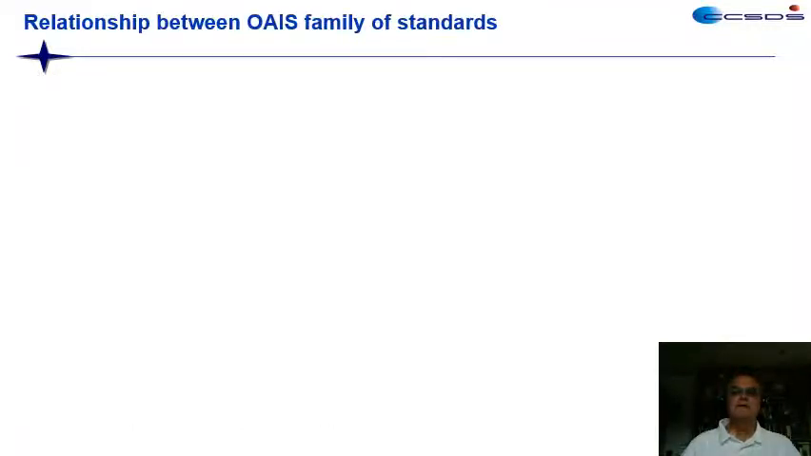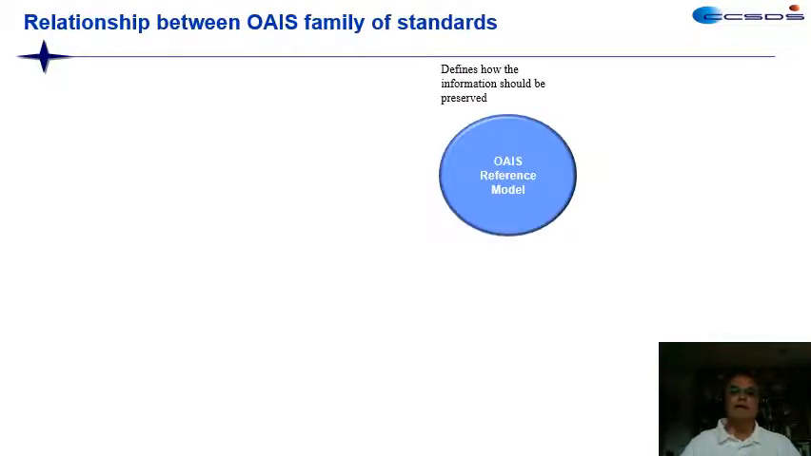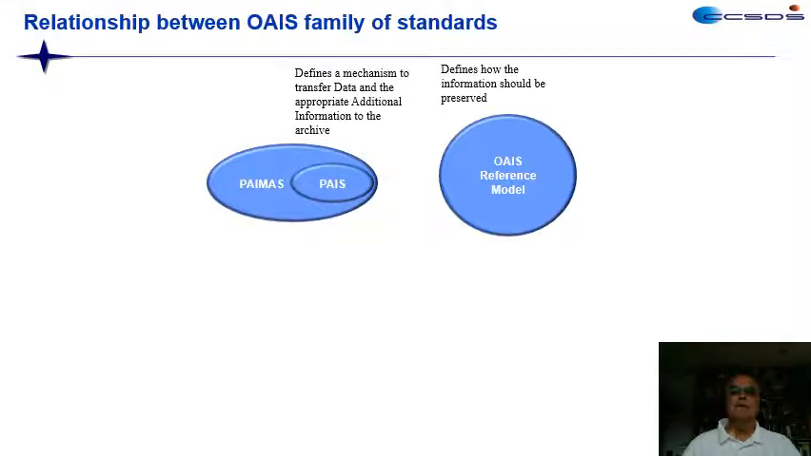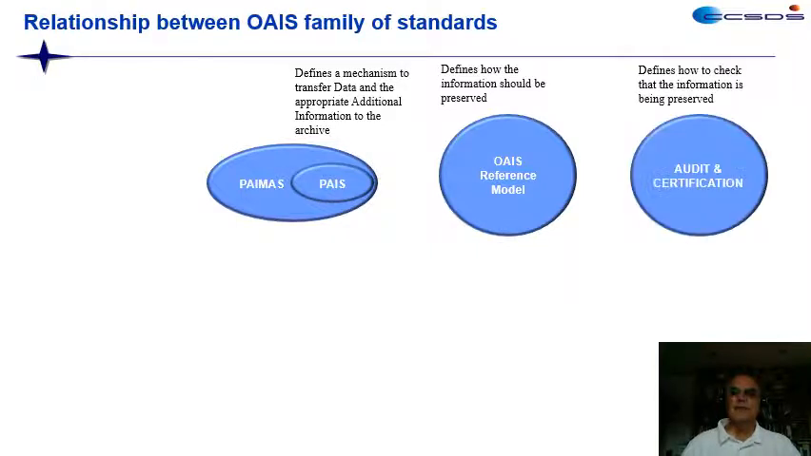We can illustrate how the standards relate as follows. The OAIS reference model is the foundation for everything else. We define the way in which information might be sent to an archive using PAIS and PAIMAS, the Producer Archive Interface Methodology Abstract Standard, and the Producer Archive Interface Specification. We also defined the way in which archives may be evaluated.